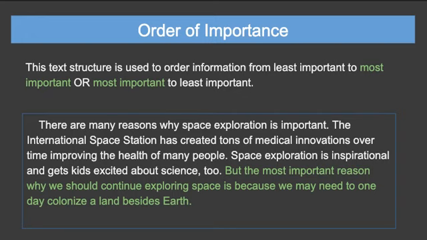All right, write down any questions you have. Maybe come up with some of your own examples for each type of text structure, and I look forward to seeing your notes so we can discuss. Good job.